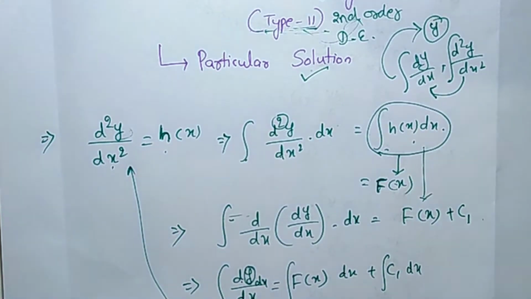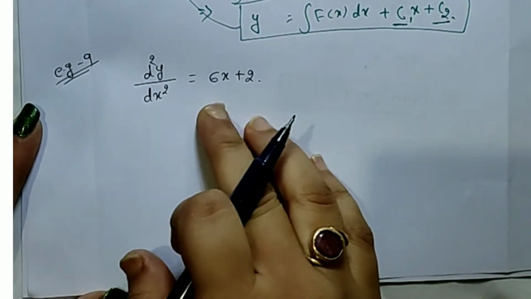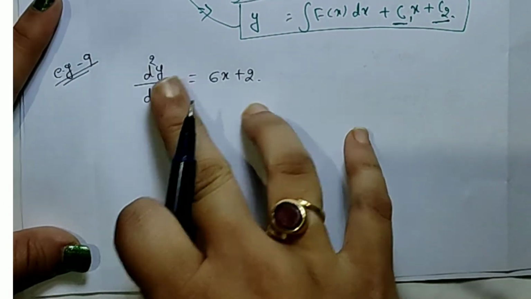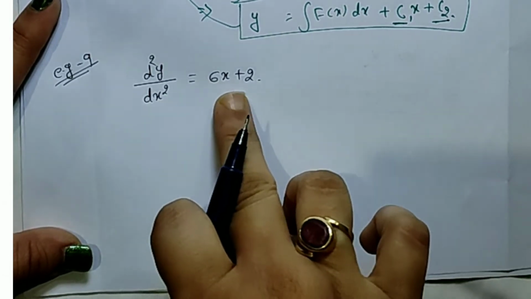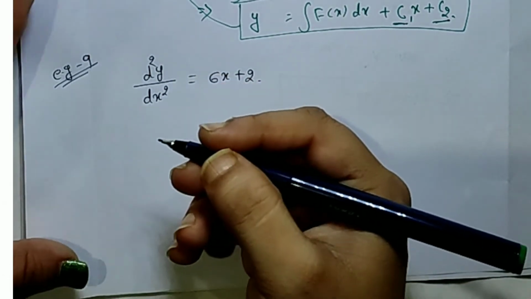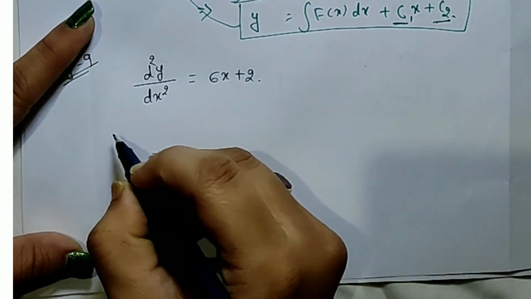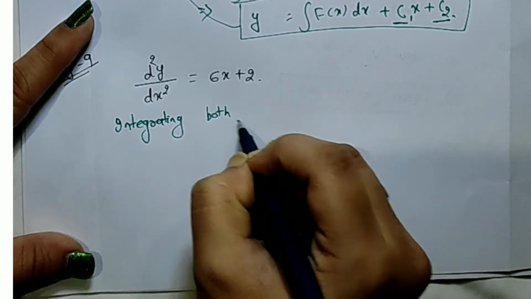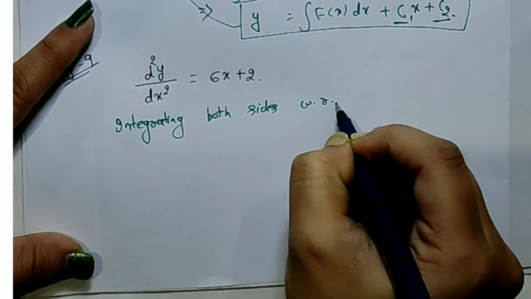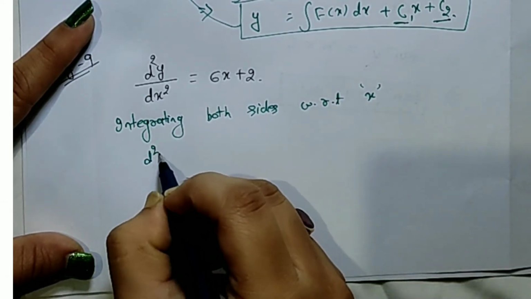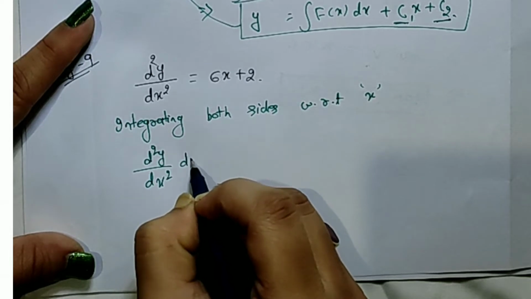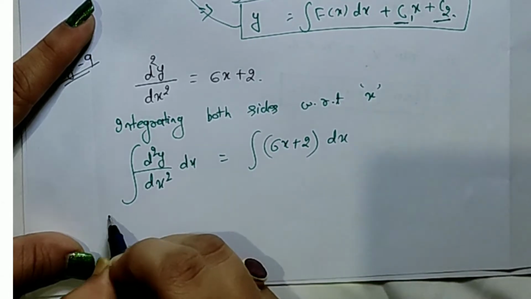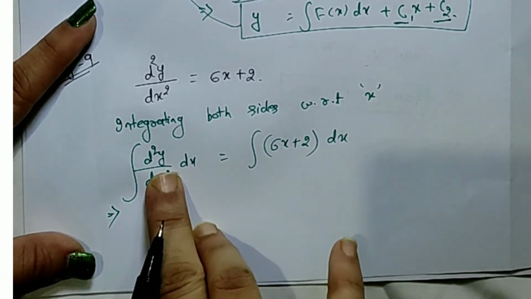Okay, let's have an example. This is example number 9 of Elements of Mathematics. Here we solve d square y by dx square is equal to 6x plus 2. What we have to do is first integrate once. So integrating both sides with respect to x: the integration of d square y by dx square dx is equal to the integration of (6x plus 2) dx, which implies this is the derivative integration.